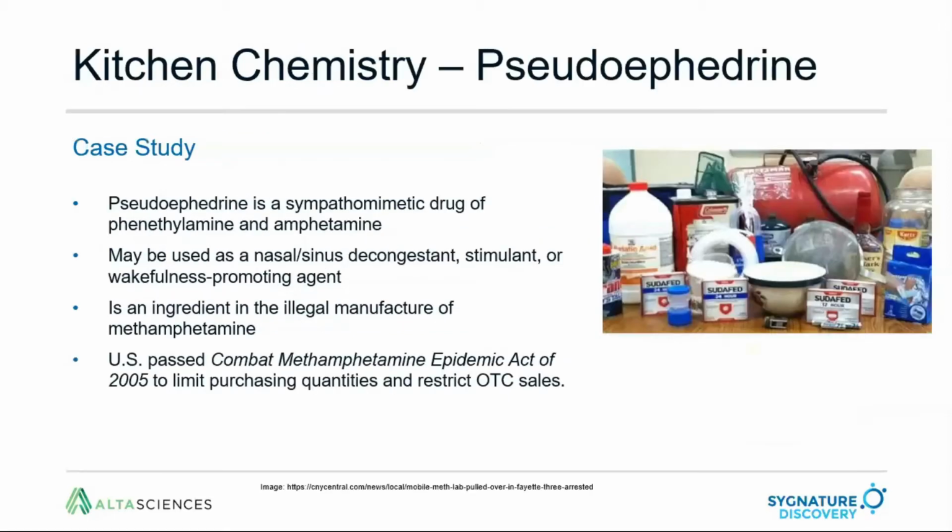Next slide, please. The importance of in vitro data is best described by the example of pseudoephedrine. Pseudoephedrine is a sympathomimetic drug of the phenethylamine and amphetamine class and is the ingredient in over-the-counter sinus decongestants. Pseudoephedrine achieved notoriety when it became used as an ingredient in the illegal manufacture of methamphetamine. Subsequently, the U.S. passed an act in 2005 to limit purchasing quantities and restrict over-the-counter sales. Next slide, please.